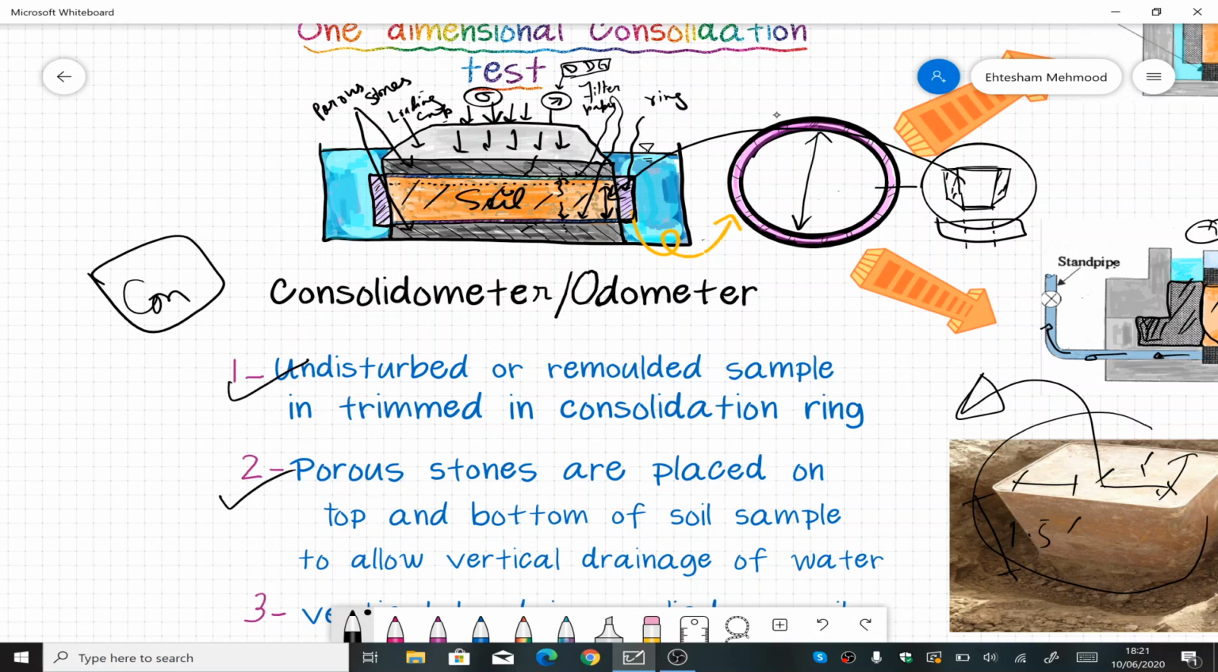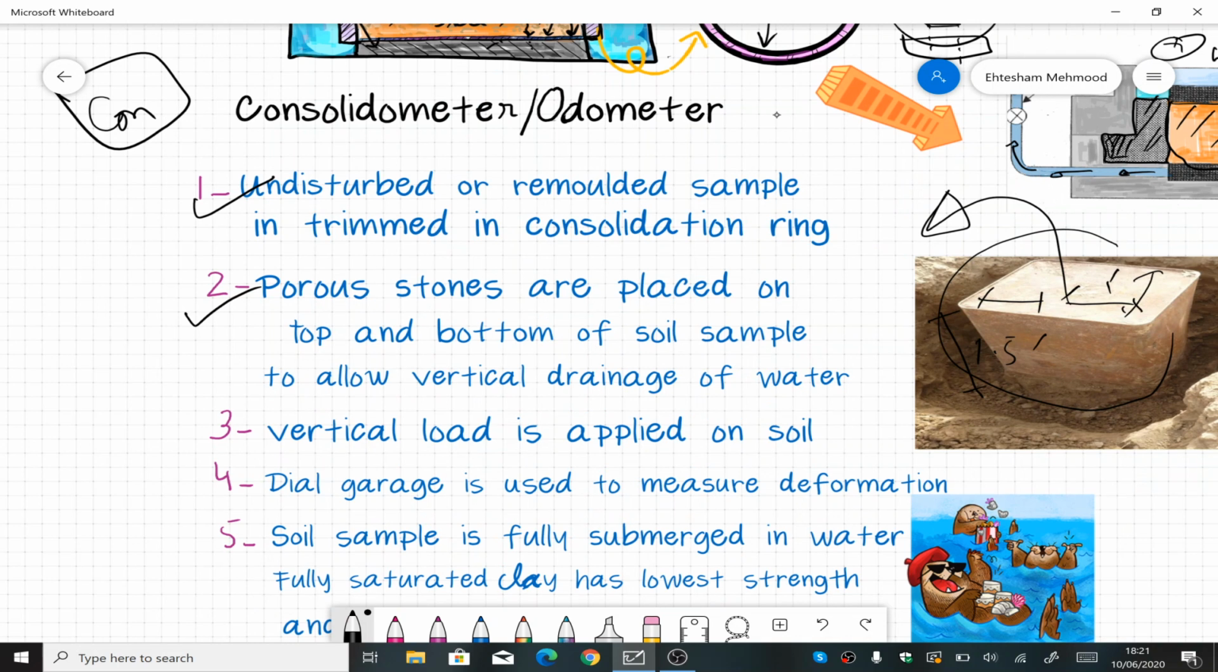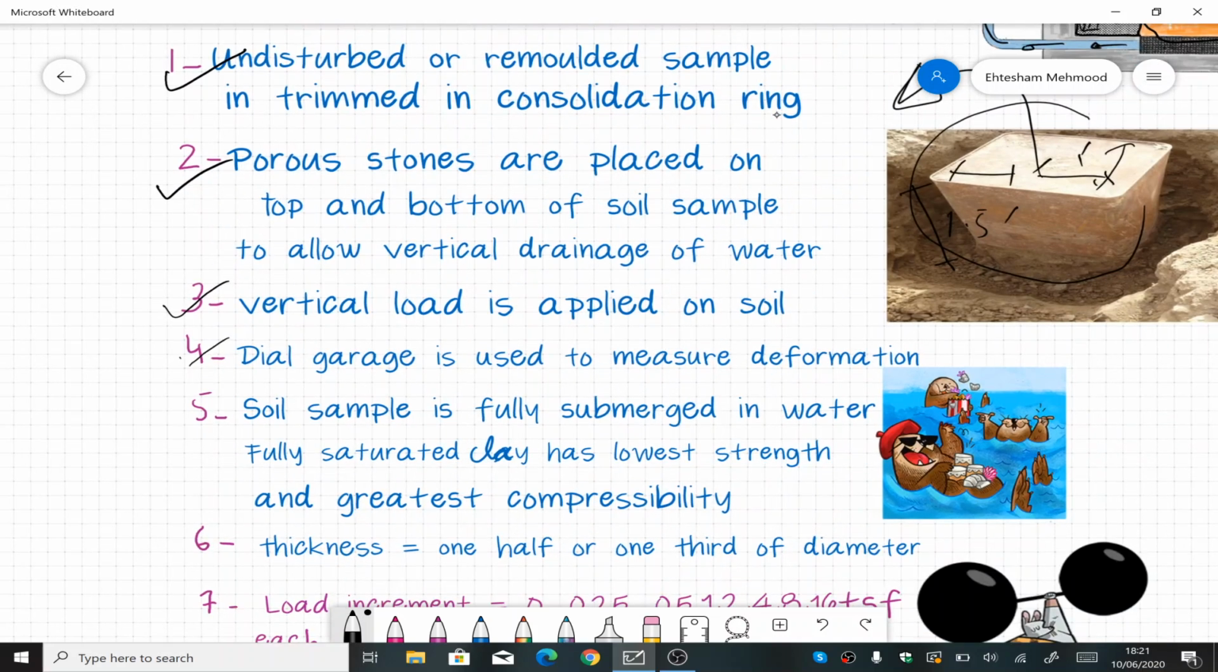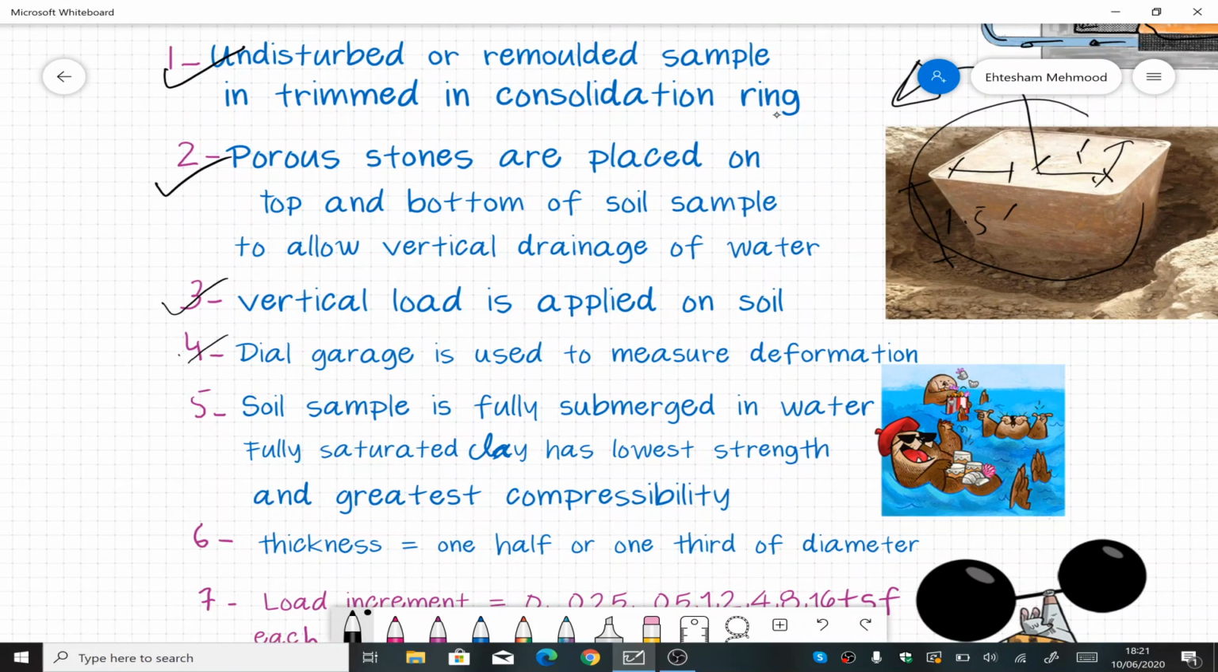Second thing is we require porous stones placed on top and bottom of the soil specimen. And why do we need that? To allow vertical drainage of the water. Thirdly, we require a vertical load applied on the soil specimen, and then a dial gauge is used to measure deformation. Then point 5 is that the soil sample is fully submerged in water, fully saturated.